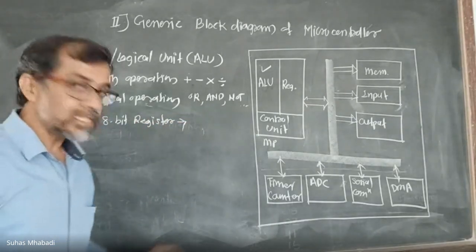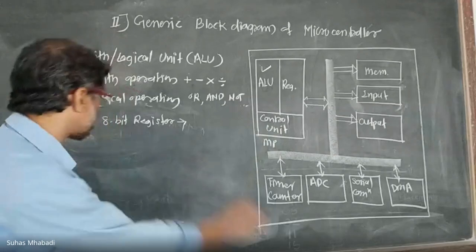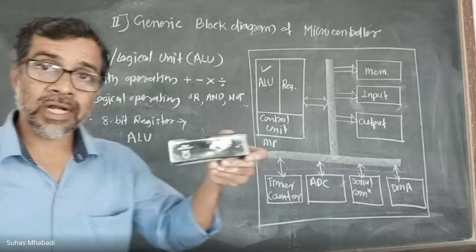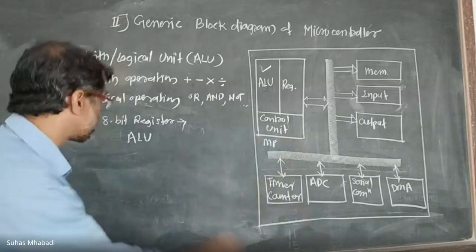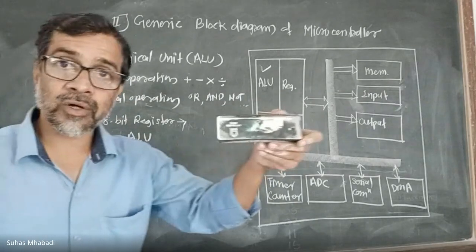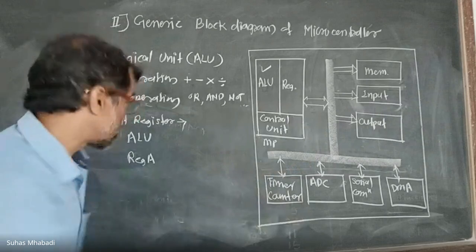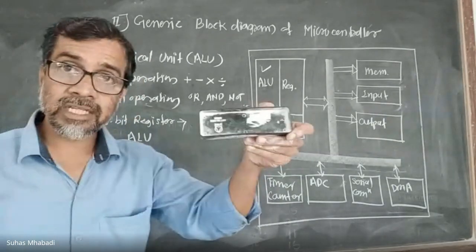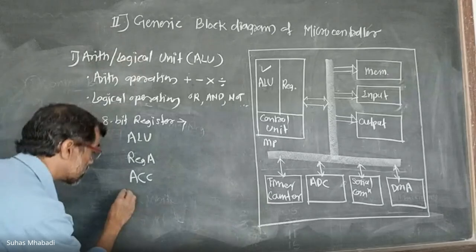So that is called as ALU. The same is called as register A. The same is called as accumulator. The same is called as W register.